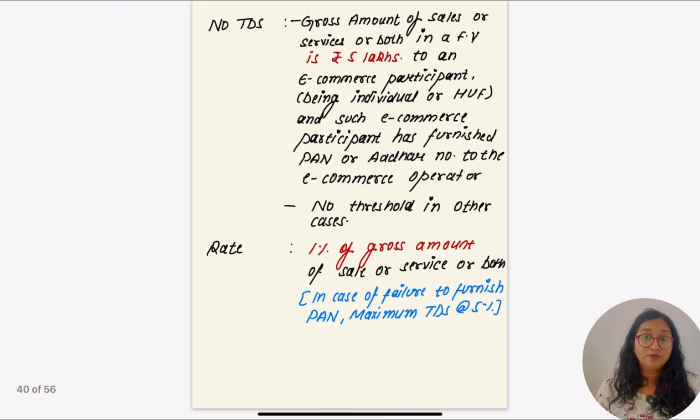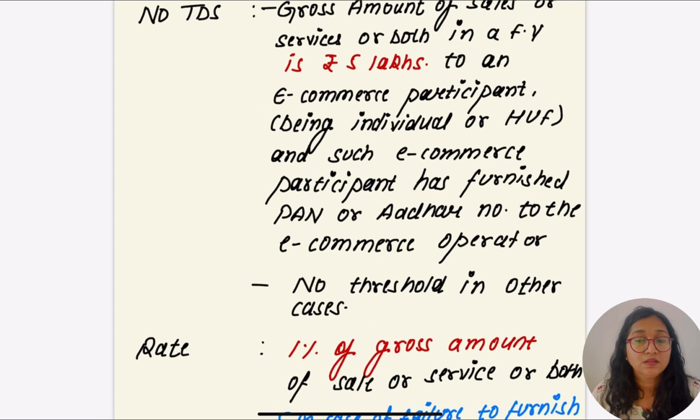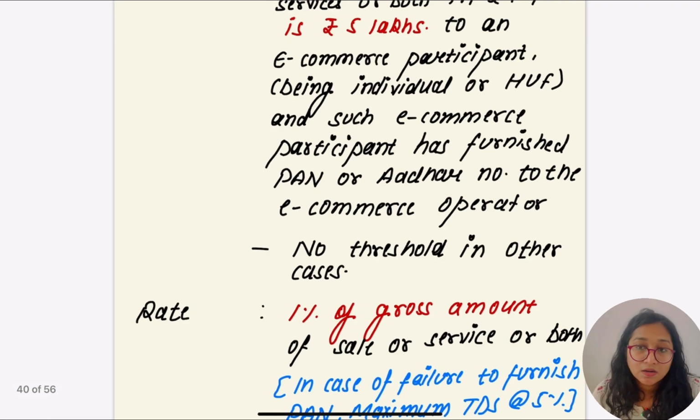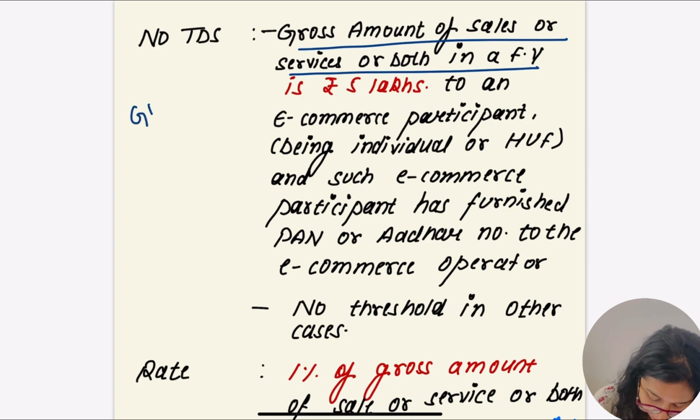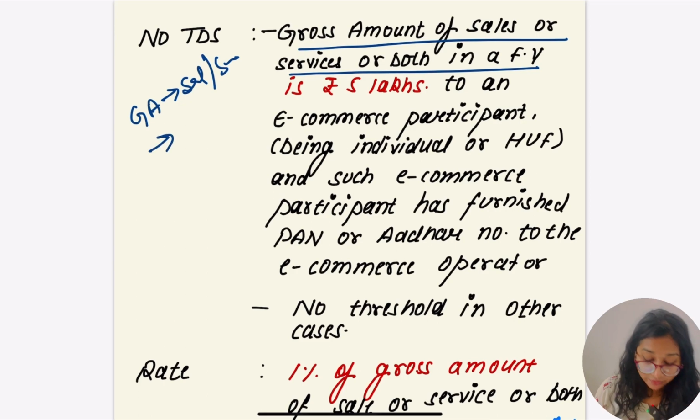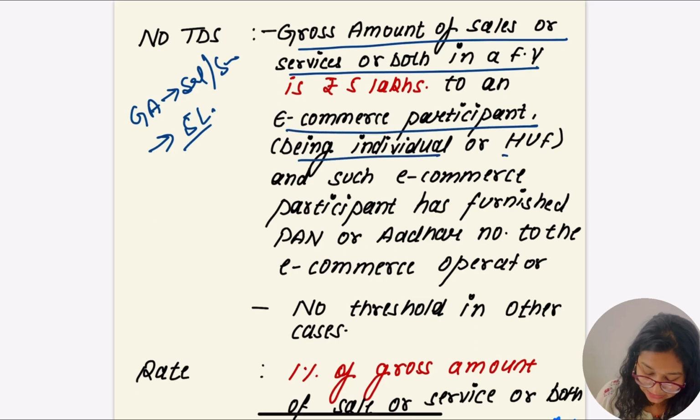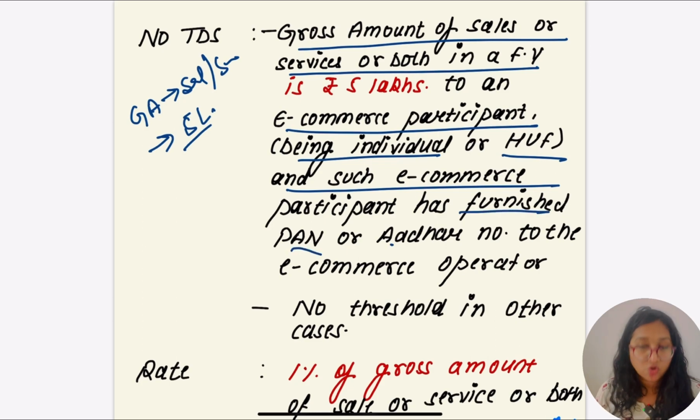Now we have to check out the limit and the rate. The rate is going to be 1% of the gross amount, but what is going to be the limit? Let's go for it now. It says the gross amount from sale of goods or services or both is up to 5 lakh in a financial year, to an e-commerce participant being an individual or HUF, and such e-commerce participant has furnished PAN or Aadhaar number to the e-commerce operator.